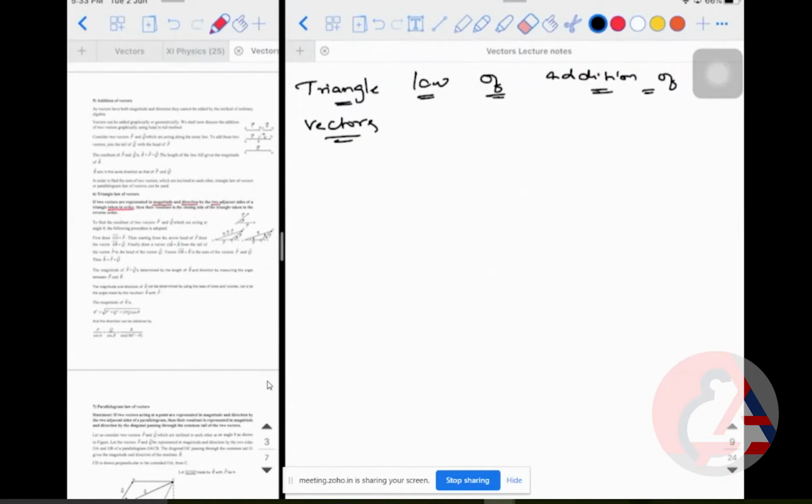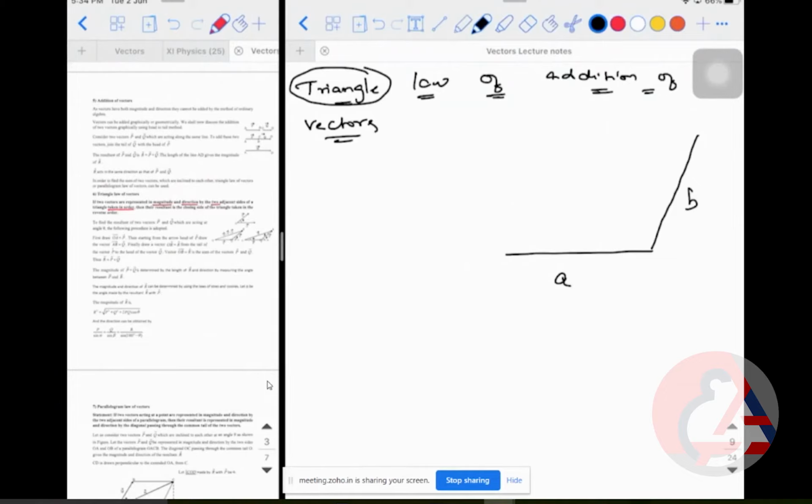So listen. The statement says if two vectors are taken in order, that is what is important. In order, how are they supposed to be taken? They are supposed to be considered as the sides of a triangle, because the name itself says triangle of vectors or triangle law of addition of vectors, right? So if two vectors are taken like this, A and B, then the resultant is given by the closing side of the triangle taken in the reverse order.